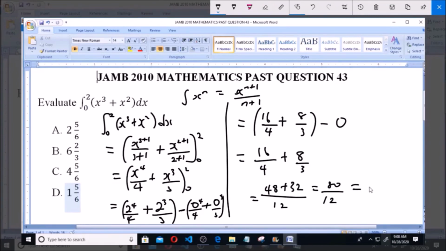And that is equals to 20 over 3, because 4 here will give us 3, and 4 here will give us 20. So 20 over 3. And 20 over 3 is equals to 6 whole number 2 all over 3. And that is option B. So that is the value. Option B is the correct answer to this question.